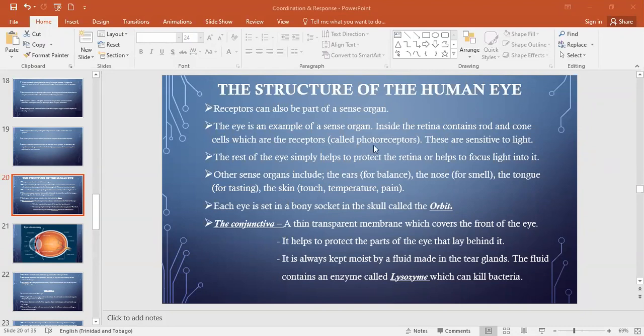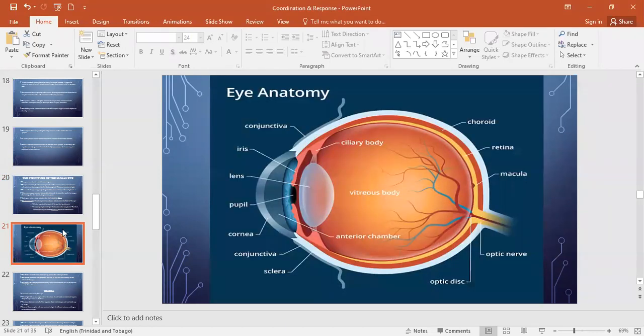Okay, so the human eye. Whenever you go to a doctor's office, you typically see posters with different anatomies. So you would see, for example, the skeletal system, and you'll see the eye, which would look something like this. So this is in essence how your eye is made up.